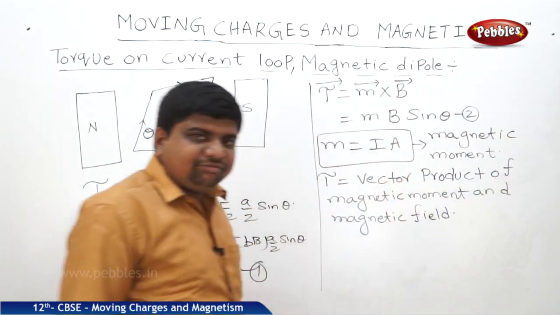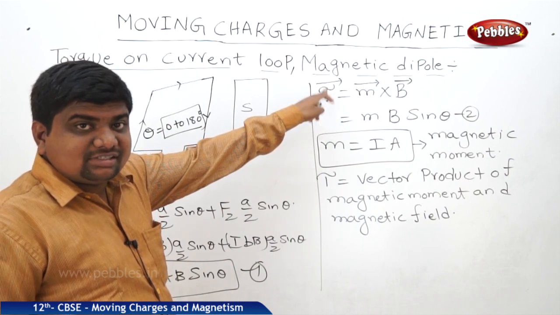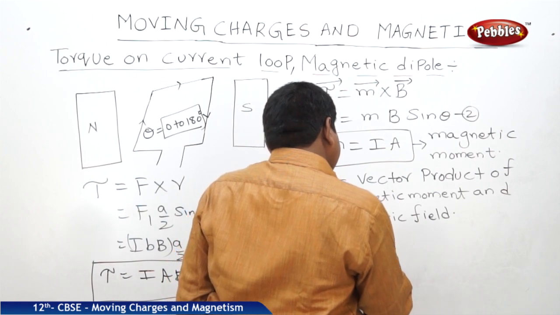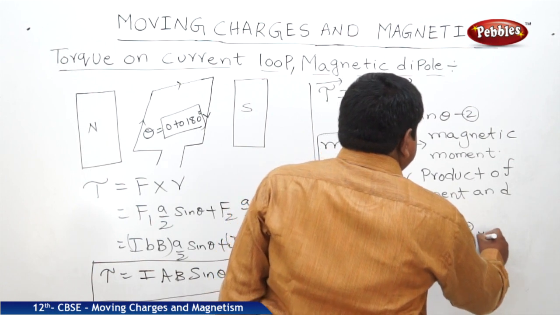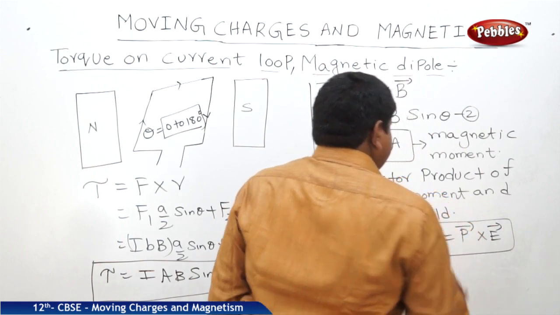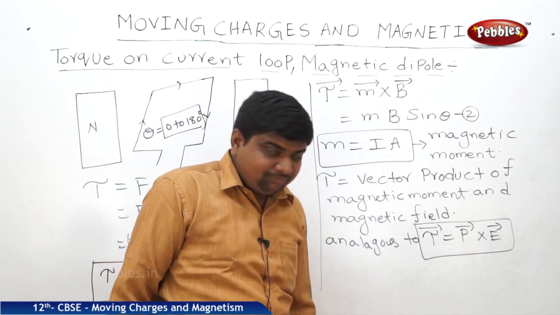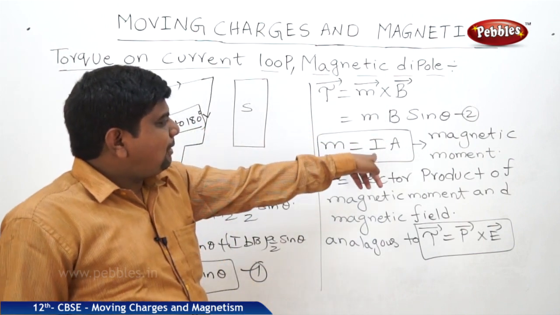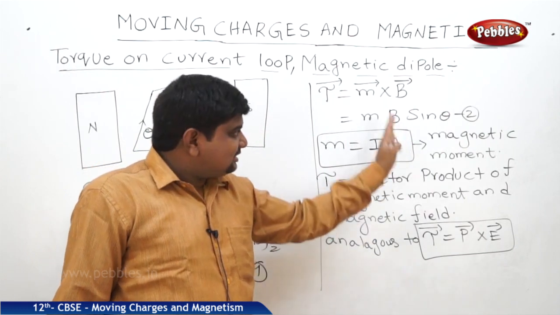So what we can understand from this situation is, this is analogous to tau is equal to P cross E in electrostatics. Analogous to tau bar is equal to P bar cross E bar. In electrostatics, the torque experienced by a loop in an electrostatic field is P cross E. What is P? Dipole moment into electric field. So in a magnetic field, magnetic moment into magnetic field. The content is the same, only the symbols are different.